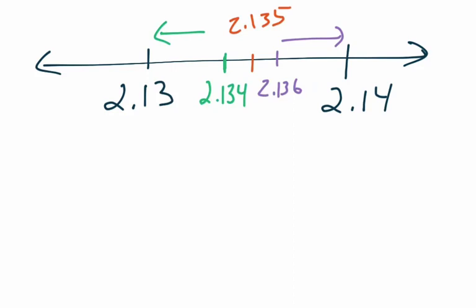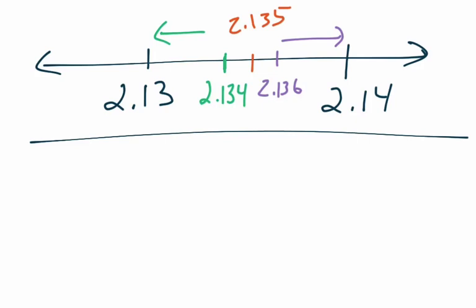Now, the couple mistakes that students make, one is kicking it down too far. So if you're rounding down, you're not going down to 2.12. Okay, don't do that. Down is going to the left, so it's 2.13. It's kind of like truncating the decimal.